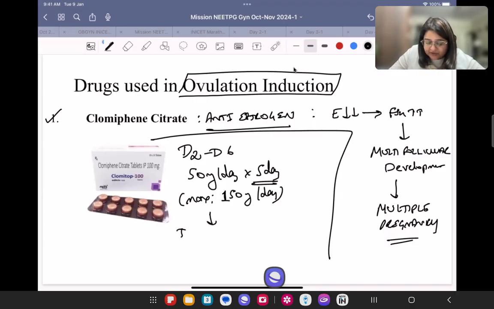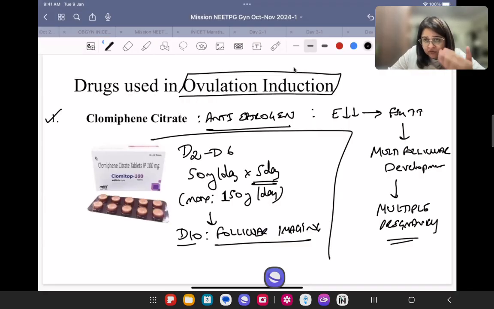फिर हम क्या करते हैं, हम पेशेंट को डे 10 पे बुलाते हैं. डे 10 को हम क्या करेंगे, we do an ultrasound, and this ultrasound is called follicular imaging. That means we look at the developing follicles. कि one follicle develop हुआ, 2 हुआ, 3 हुआ, and we follow the follicle. That means we do an ultrasound almost every day thereafter till the follicle reaches 18 to 20 millimeter. When the follicle reaches 18 to 20 millimeter, we give a trigger.